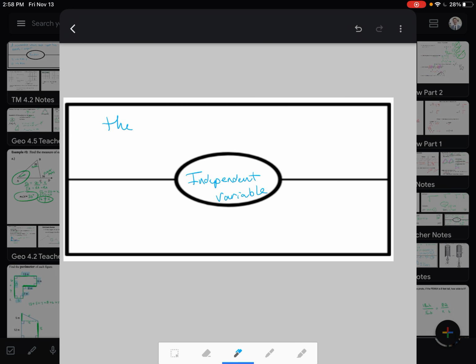And this is the input, or variable we control, in a function. And again, from the example to start off class, you control speed. So that is the independent variable.